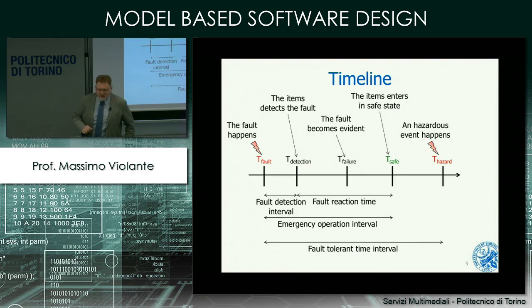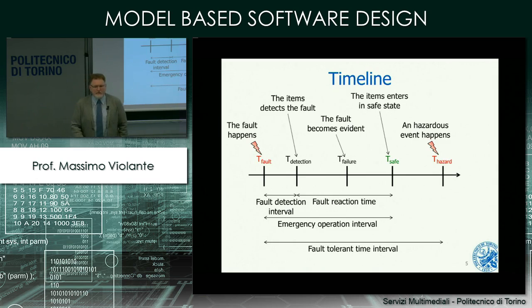Let's have a look at the timeline that I presented here that gives you a rough idea of the evolution over time of the different situations that could happen. So this axis here is the time. So let's imagine that at any given time there is a component in your system that stops working.